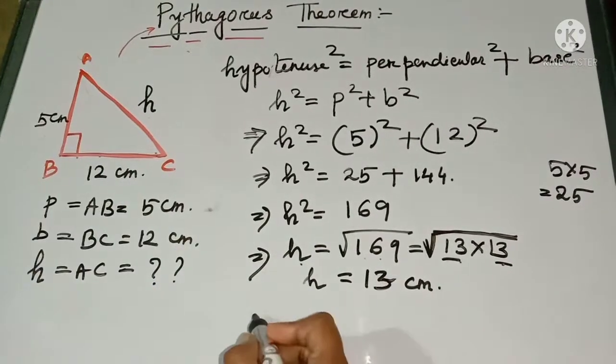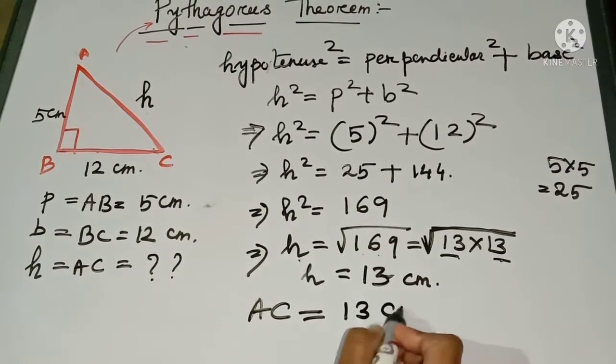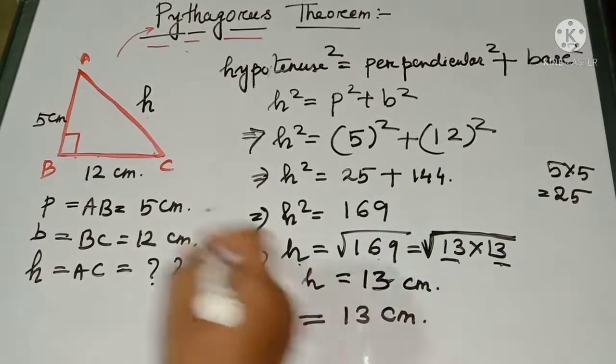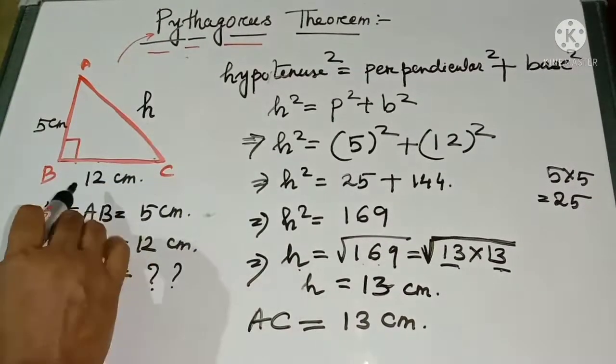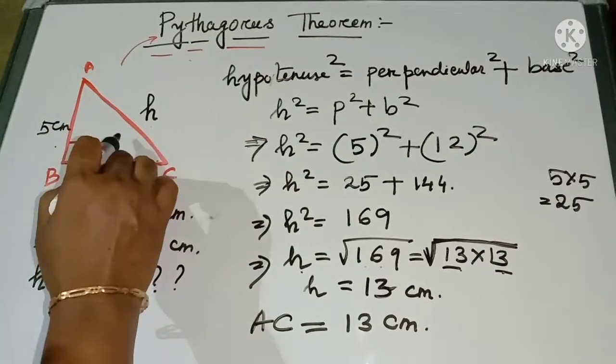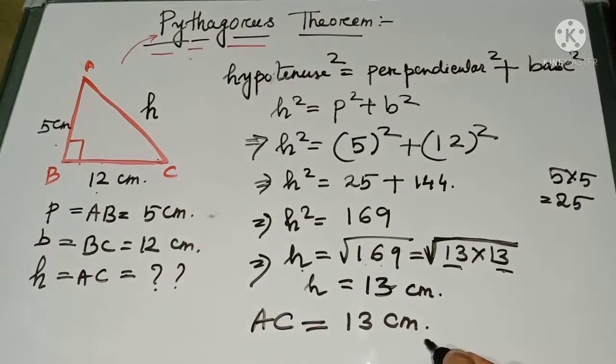So the question is, what is AC? Find the value of AC. AC you got as 13 centimeters. In this way, you have to calculate the hypotenuse, the base or the perpendicular of the right triangle by using the formulas. Hope you all understood.